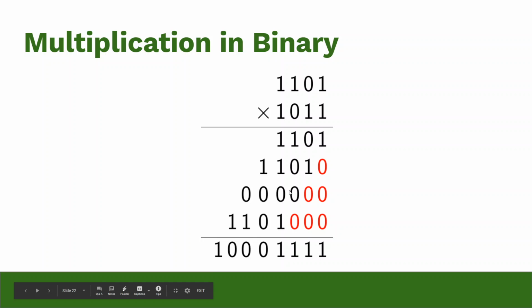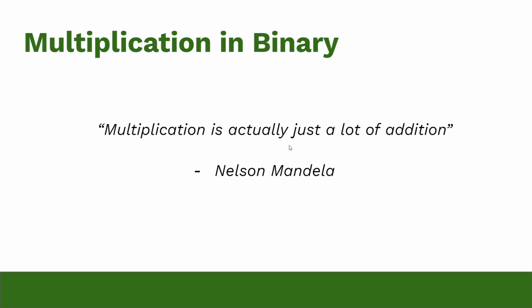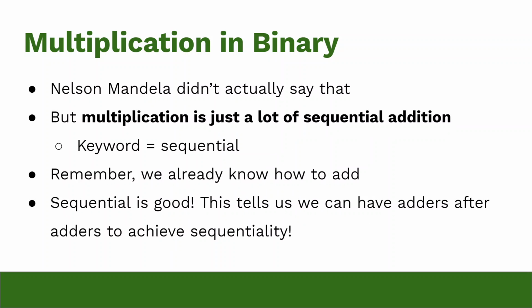So you should be thinking about how, even though we're multiplying up here, really what we're doing is adding a heck of a lot more numbers than we would if we just had an adder, right? So keep thinking about that. This tells us we can just use adders after adders to achieve sequentiality. So that's our first hint as to how we'd construct something like this, right?